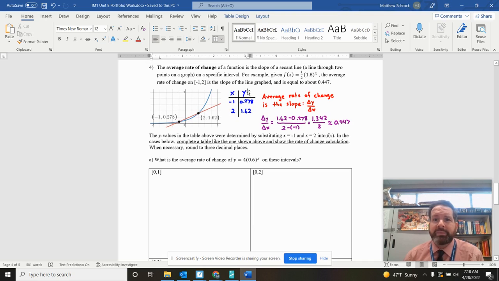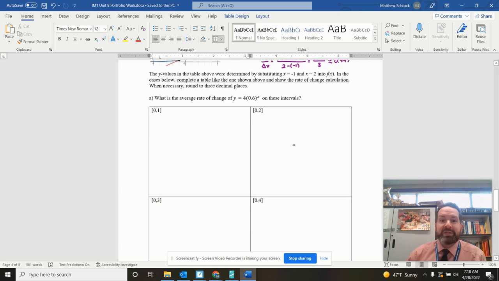So like in this example up here, the equation was f of x equals 1/2 times 1.8 to the x power. And the interval was from -1 to 2. That's where these two x values came from. The y's came from putting those x's into the equation and seeing what comes out. And then you just find the slope between them. We did that last semester.